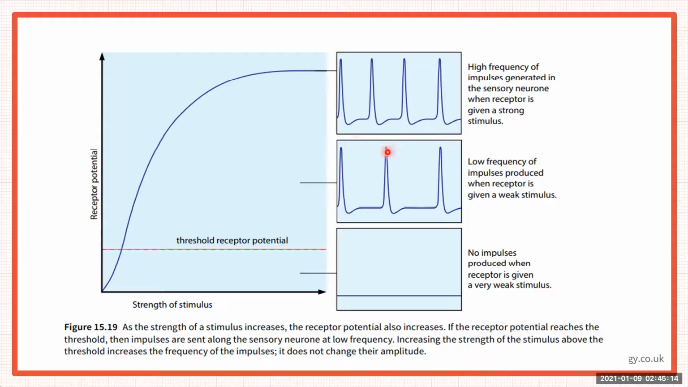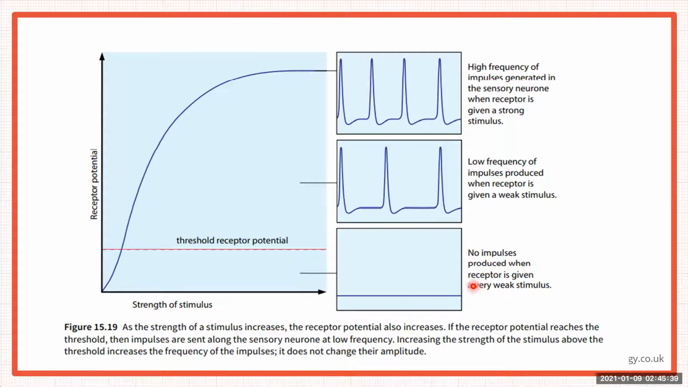So as the strength of the stimulus increases, the receptor potential also increases. And if the receptor potential reaches a threshold, then an impulse is sent along the sensory neuron at low frequency. Increasing the strength of the stimulus above this threshold increases the frequency of the impulse. It does not change the amplitude. So remember, the amplitude remains the same. It's just that the number of waves you're seeing here is more, right?